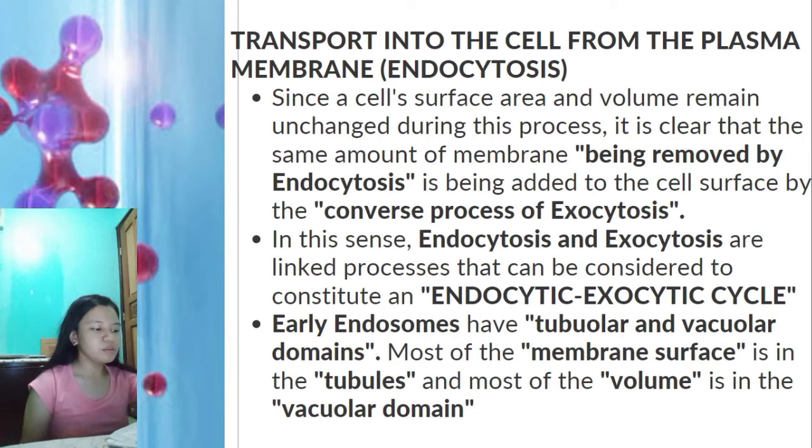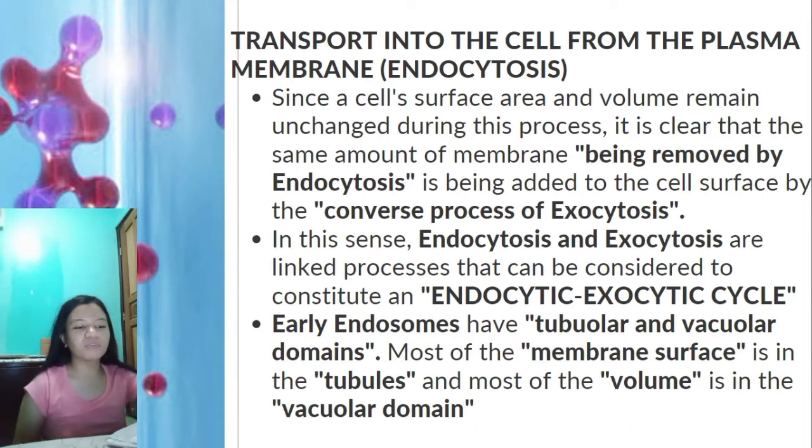So the endocytic part of the cycle often begins at clathrin-coated pits, which invaginate into the cell and then pinch off again to form a clathrin-coated vesicle.